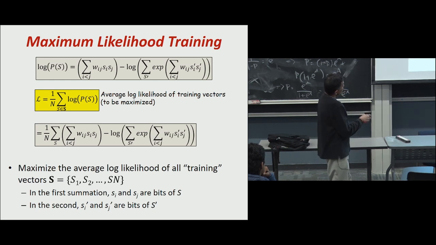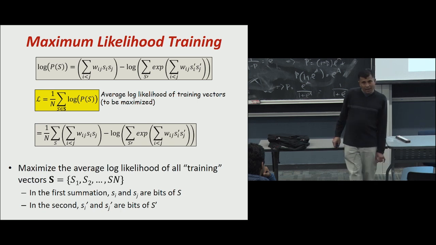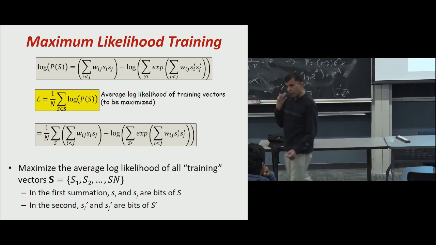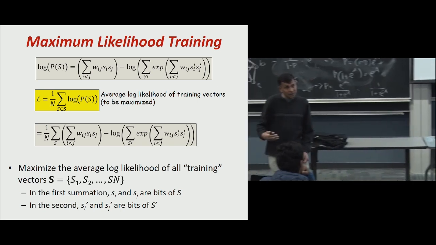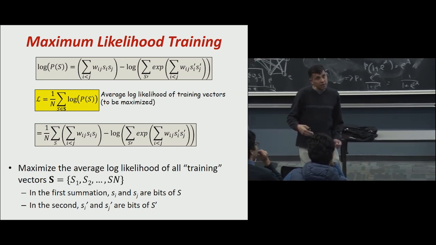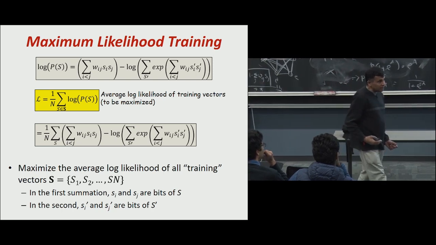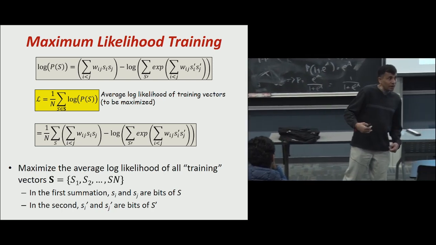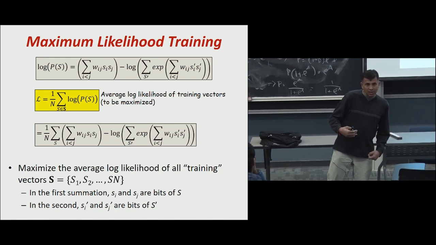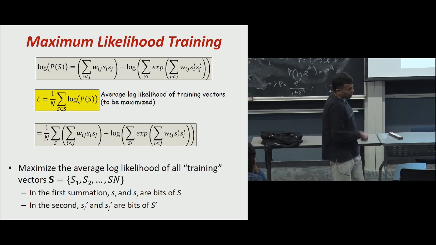So if I give you a bunch of training samples, I can define the average log likelihood over the entire set of training samples. And now I can think of learning my weights to maximize this log likelihood. If I maximize this log likelihood, it's naturally going to maximize the likelihood of the states that I want to see. And this is going to naturally come at the cost of the states that I do not want, because those occur in the denominator, right?